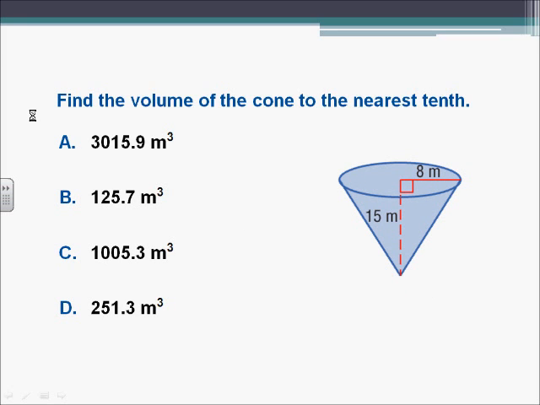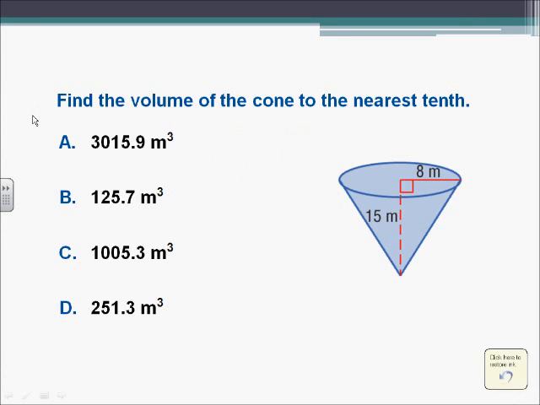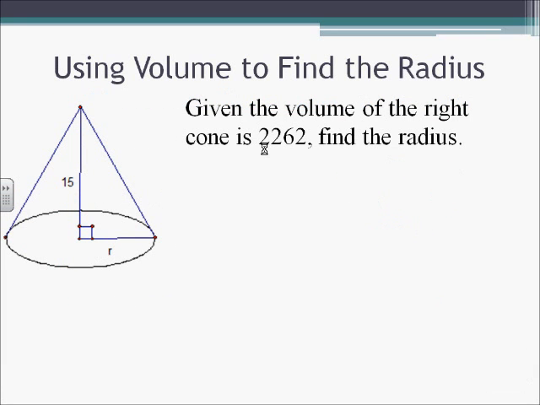Alright, here we're asked to find the volume of this cone to the nearest tenth. So again, we know volume is going to be 1/3 pi r squared h. So our volume is going to equal 1/3 times pi times our radius squared, so 8 squared is going to be 64, times 15. So we're going to end up with, we multiply that out, 320 pi, which is going to be approximately 1005.3. Again, meters cubed, because our unit is meters.